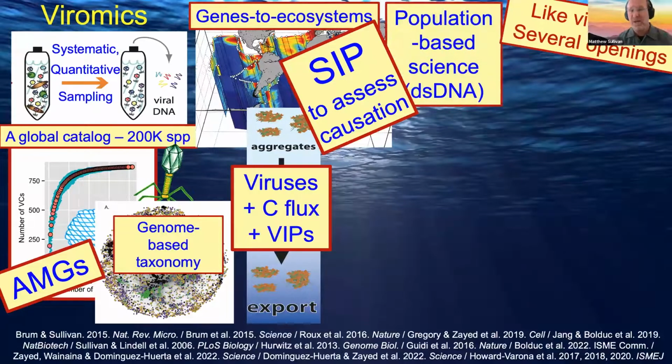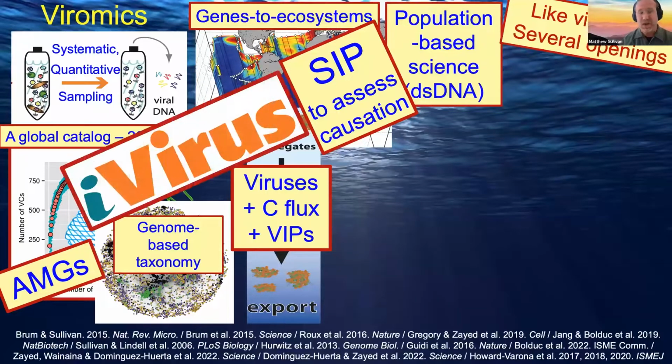And at this point, there's a strong population-based science established for double-stranded DNA viruses, and it's all part of an ecosystem of apps and resources called iVirus, which is at ivirus.us if you haven't run across iVirus yet. So these are all DNA viruses.